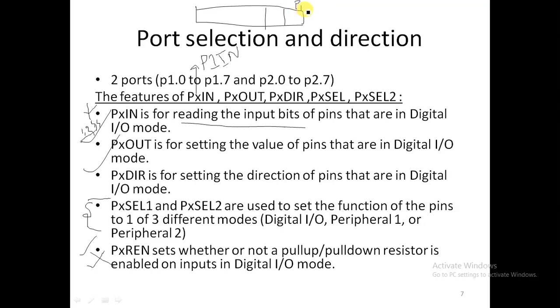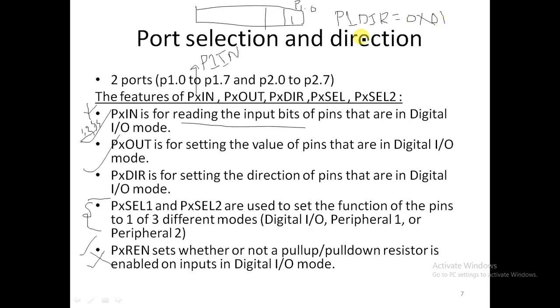Because the red LED is connected to this P1.0, we make it high here. So what we are going to write here is P1DIR is equal to 0x01. It means that in port 1 the first pin is going to have its direction set.